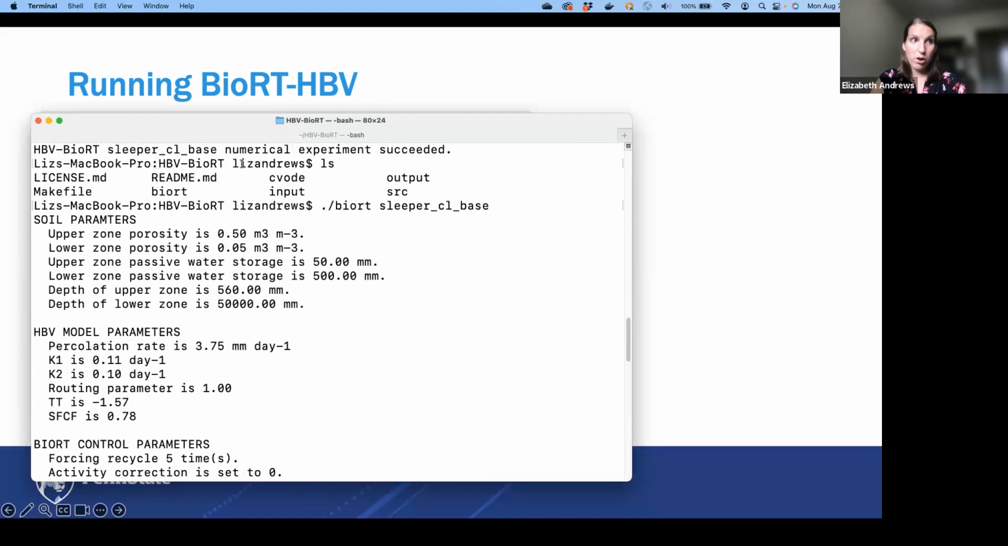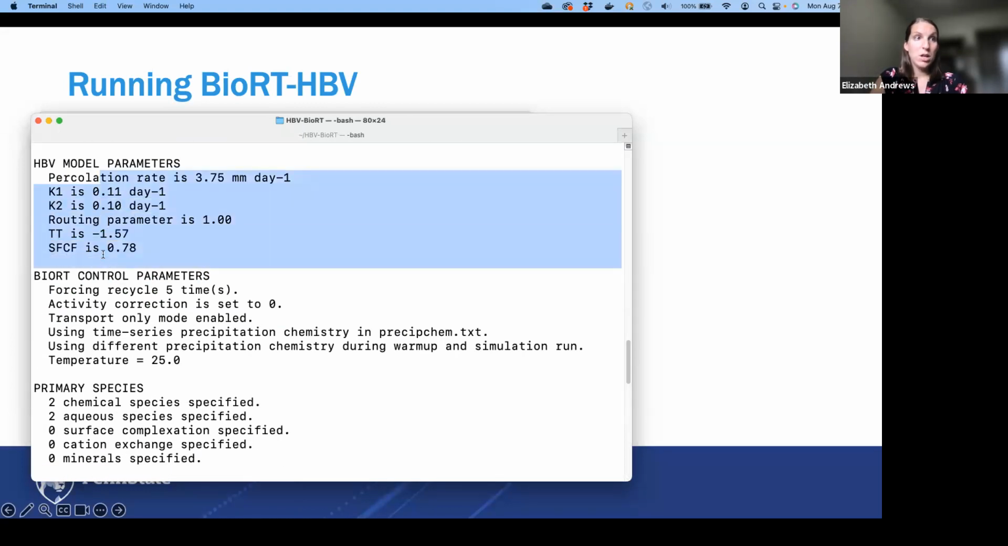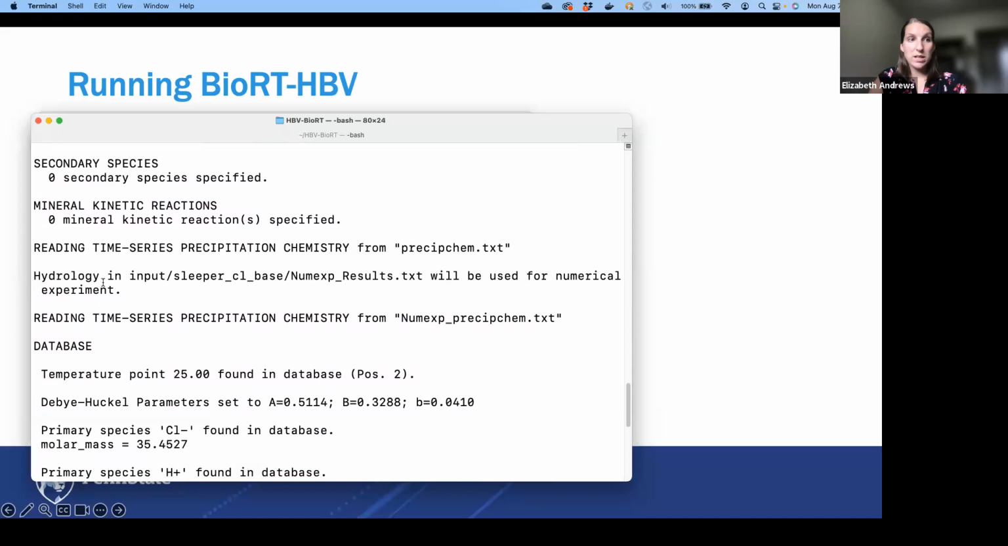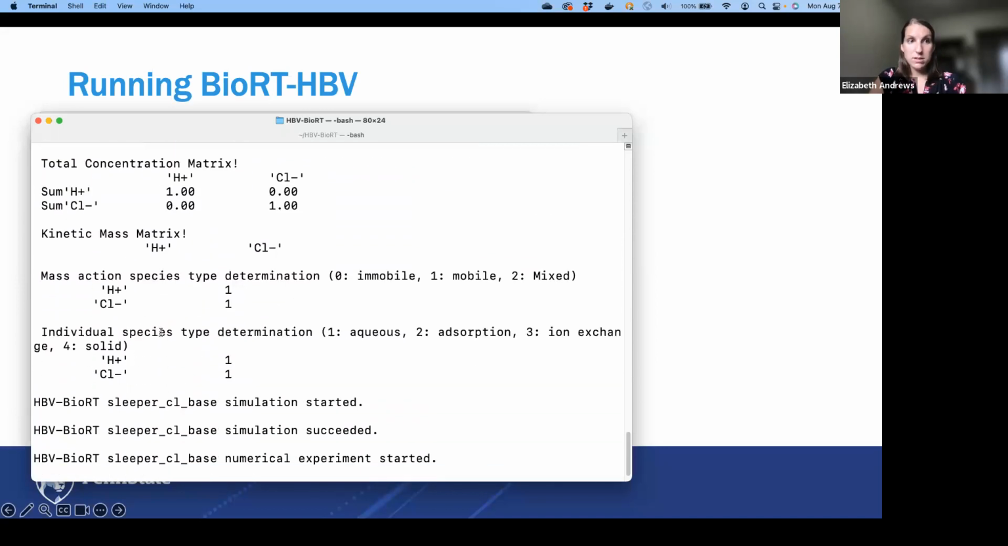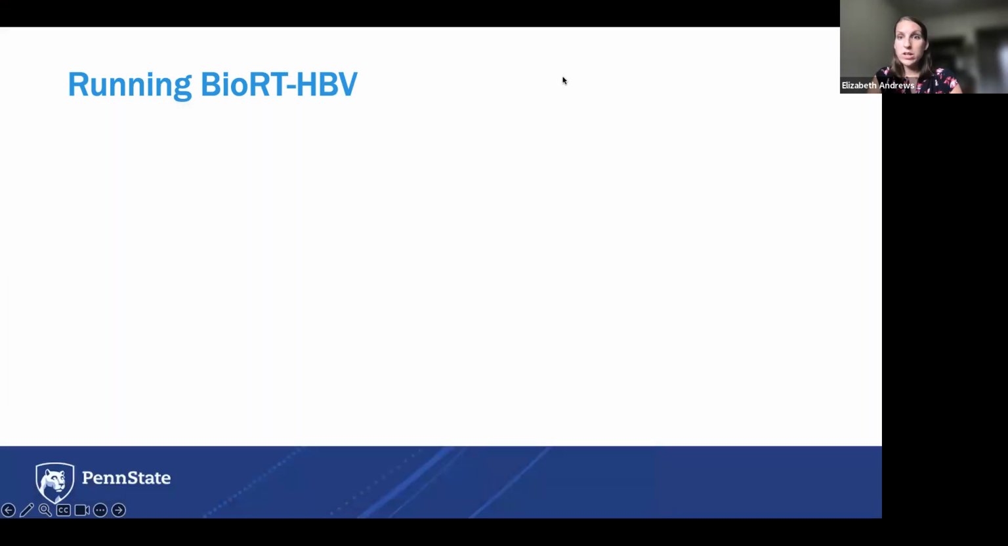It read all of our input files from the soil.txt. It read the HBV model parameters, the BioRT control parameters that were listed in chem.txt. And then it also read the database, does some math here, or it tells us how it's going to do the math, the matrix math. And then it tells us that it started the simulation, which is going to be the warm-up period. And then it succeeded with the warm-up period. Then it started the numerical experiment, and then it completed the numerical experiment successfully. And so this is what it looks like to run BioRT-HBV on a Mac, and it will look similar in Linux as well. So let's take a look at some results.